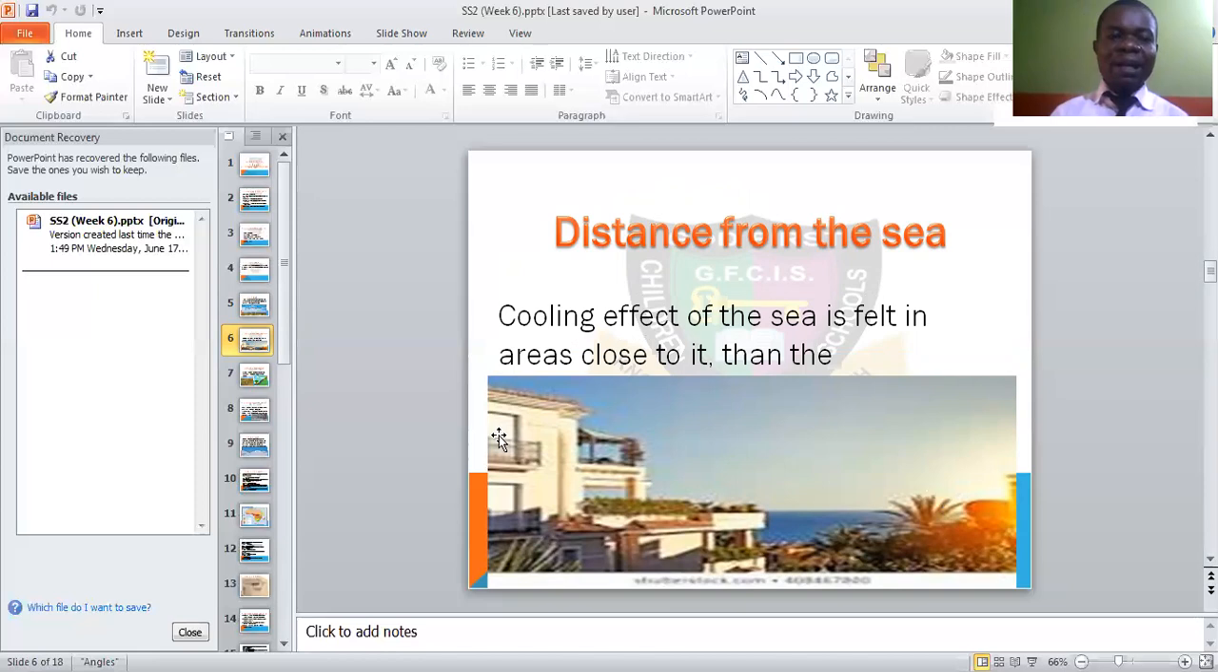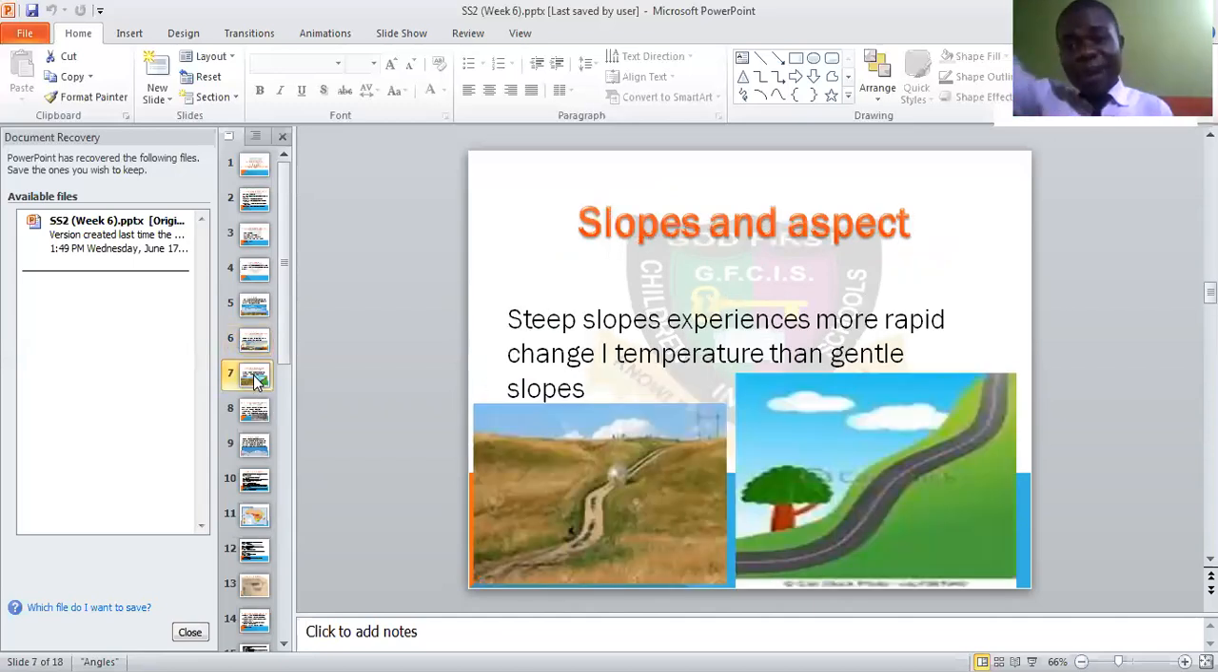That is what we mean by distance from the sea. Just like you have somebody and you pour water, and the person is close to you, and that water touches that person before spreading. I discussed this with you in our SS1.